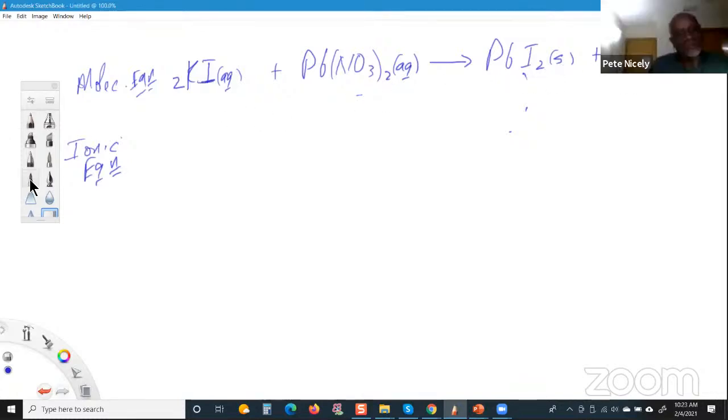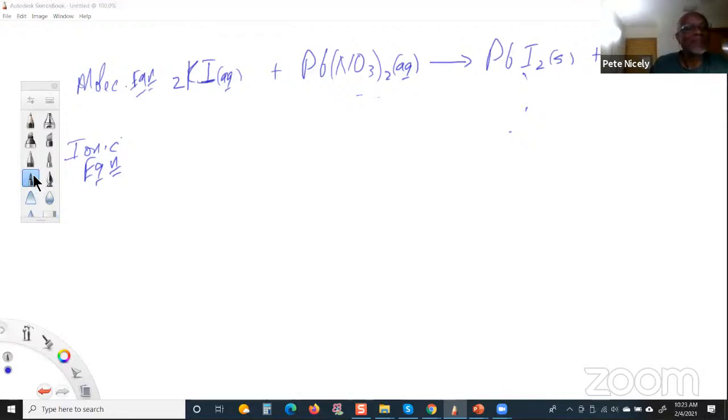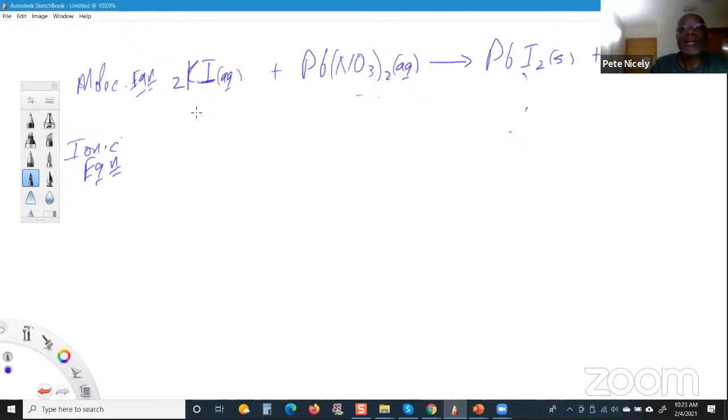Okay, so let's see if you can get the ionic equation. Remember what we did the last time. Basically, we try to determine which of these substances will form ions. So let's start off with the potassium iodide. What would be the ions formed? Because it's an ionic compound in an aqueous solution. Any ionic compound in an aqueous solution will undergo dissociation. So what would be the ions that would be formed as a result of the dissociation of potassium iodide?